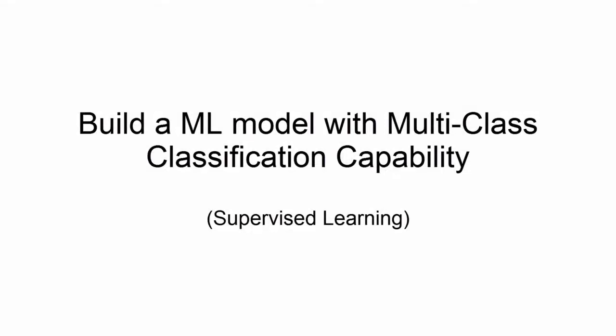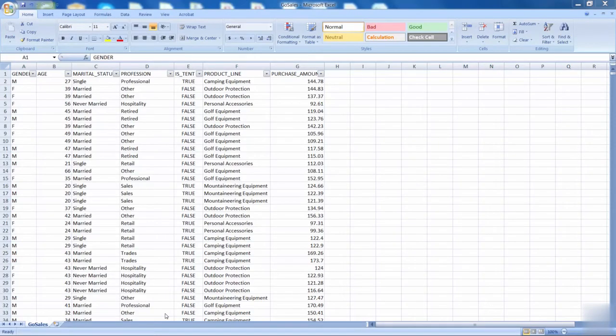Now let's say that you want to build a machine learning model with multi-class classification capability. Now let's see what this means. So let's take a look at the data here. So this is the Go sales data.